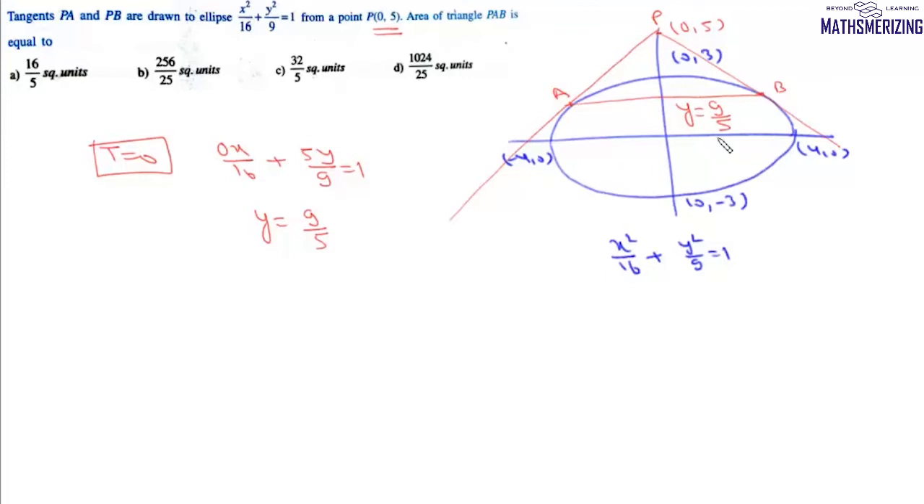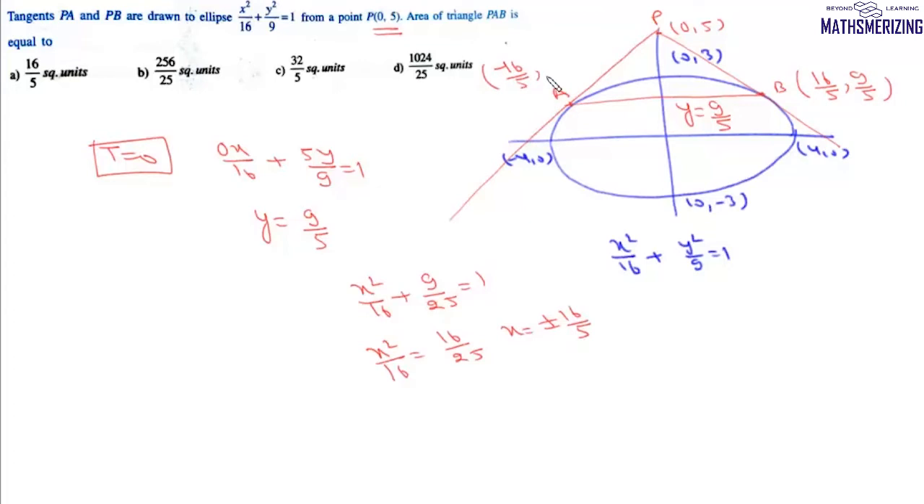Now once we have the value of y, we can find the value of x also. So we'll find these points A and B. So we'll put y as 9 by 5. We can write x square upon 16 plus 9 upon 25 is equal to 1. So x square upon 16 will be 16 upon 25. So the value of x is simply plus minus 16 upon 5. So point B is 16 upon 5, 9 by 5, and point A is minus 16 upon 5 and 9 by 5.